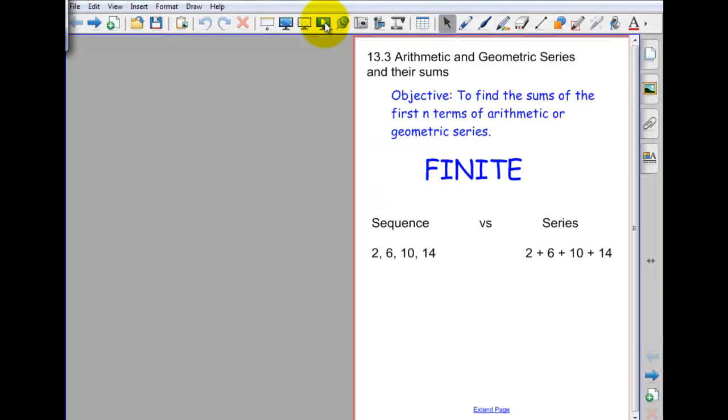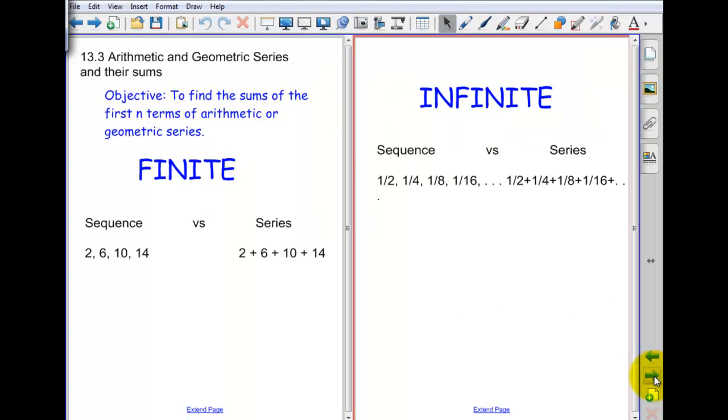Wait, so series aren't inherently finite? No, they could be infinite. And that's what our next section is going to be about, infinite geometric series. Right now we're just going to focus on the finite series. Give me a finite, fixed number of terms off of a sequence and add them up, okay?